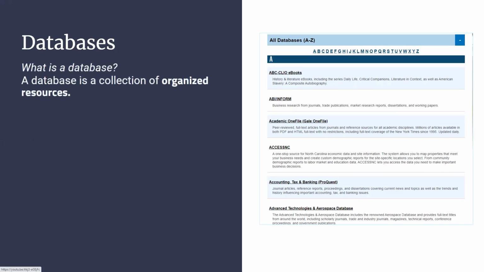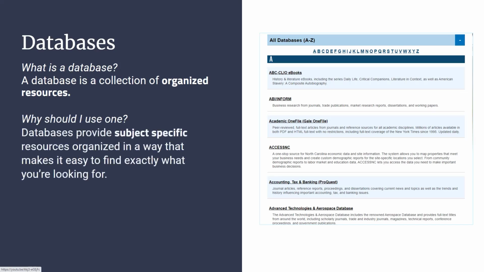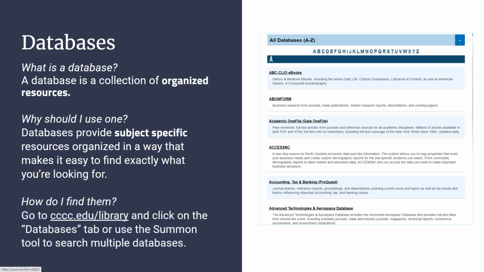So a database, again, is a collection of organized resources. And using one allows you to search subject specific. We just looked at the databases a little bit alphabetically, but you can actually search for very specific ones. So I'm going to show you really quick how to find them. And then we'll actually talk about searching Summon. Summon is the default search, and it searches all of our electronic materials, all of our databases. But if you really just want to focus on a specific subject, you can do that too.